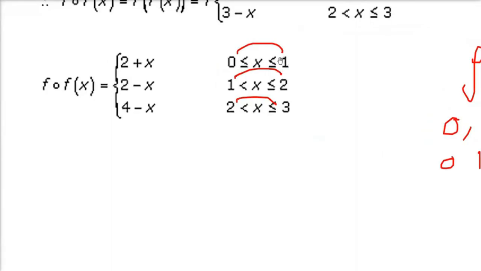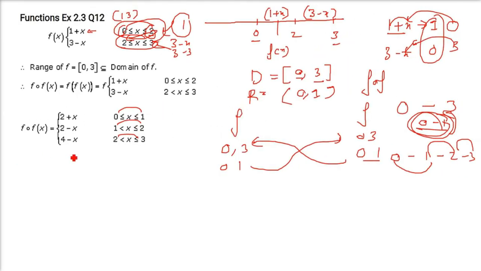The first one, 1 is included. Second one, 1 is not included. Third one, 2 is not included. So we have a clear distinction of these 3. Okay, f of f of x. So f of f of x, let us take 0 to 1, and 1 to 2 and 2 to 3.